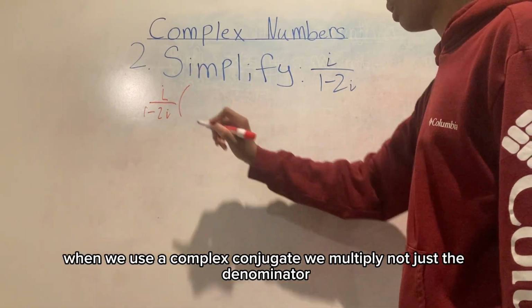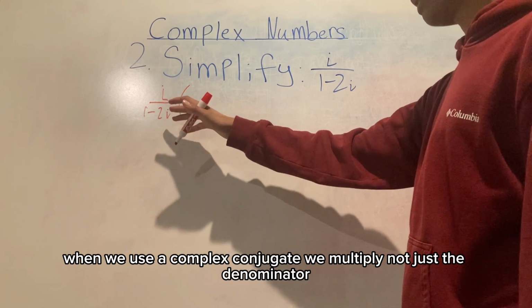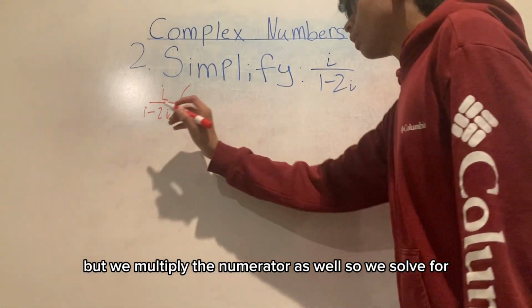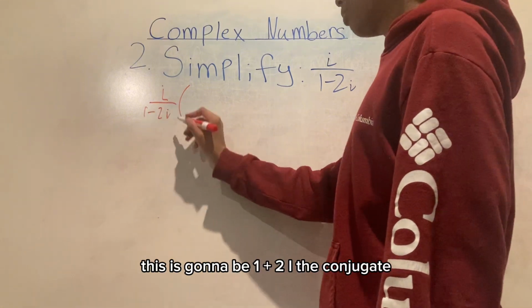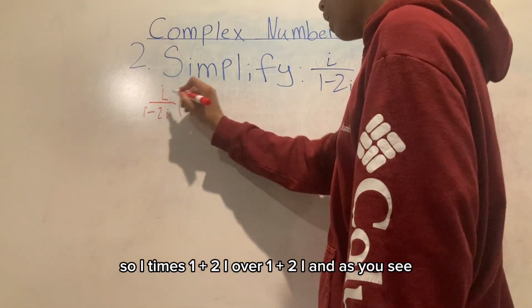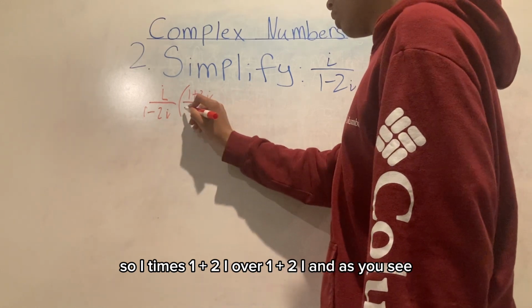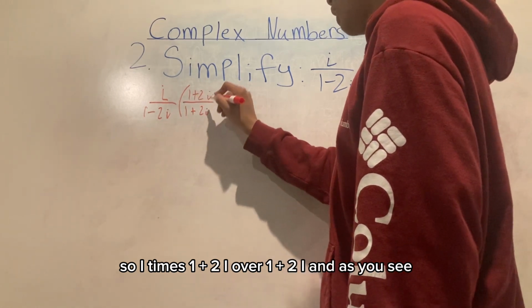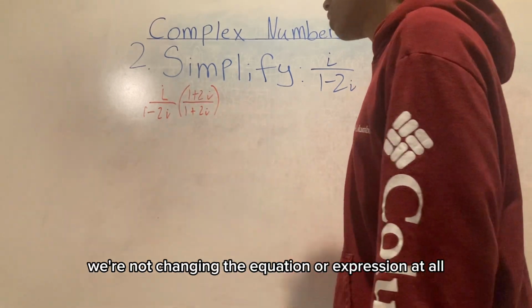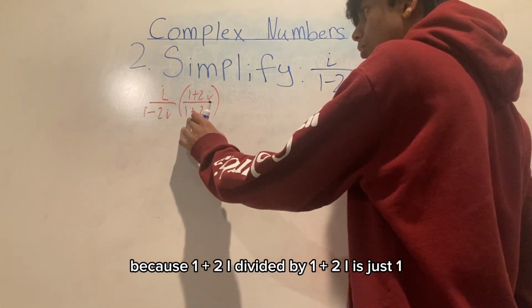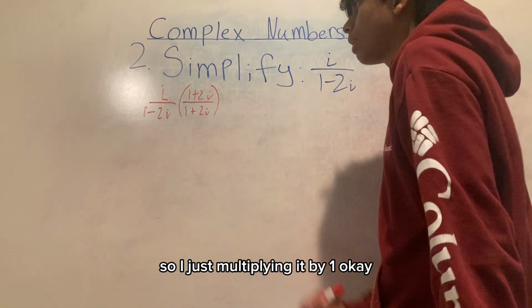Also, when we use a complex conjugate, we multiply not just the denominator, but we multiply the numerator as well. So we saw before, this is going to be 1 plus 2i, the conjugate. So i times 1 plus 2i over 1 plus 2i. And as you see, we're not changing the expression at all because 1 plus 2i divided by 1 plus 2i is just 1. So you're just multiplying it by 1.